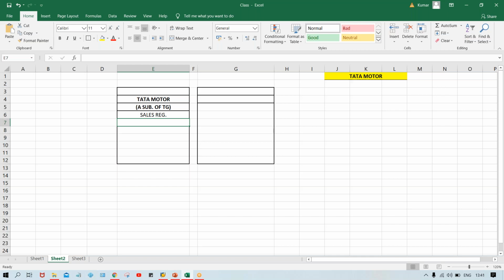So again, this sales register is going to be further segregated into two parts, guys, right? Try to understand. The sales register is going to be further segregated into two parts, like for the manufacturing unit, and then we'll also have the service unit, right? The same I'm going to copy and paste here also.